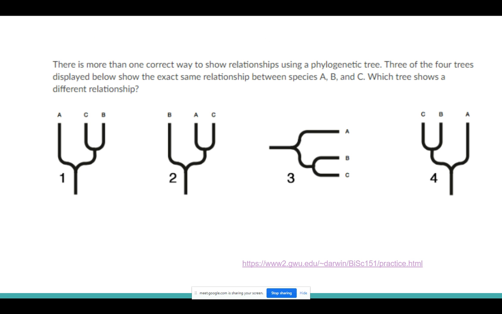There's more than one correct way to show relationships. 3 of the 4 trees below show the exact same relationship between A, B, and C. Which one shows a different relationship? Look at these carefully. See if you can find the one that's actually different. You can turn and tell somebody next to you once we got it.